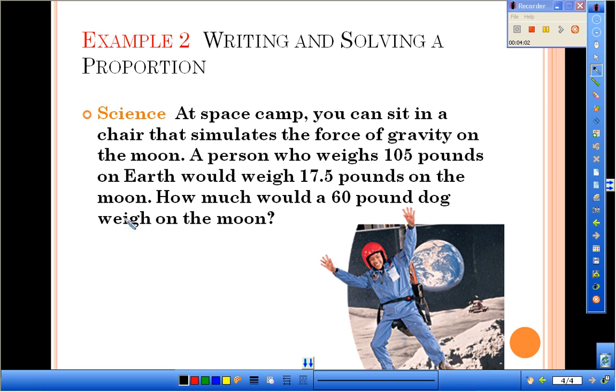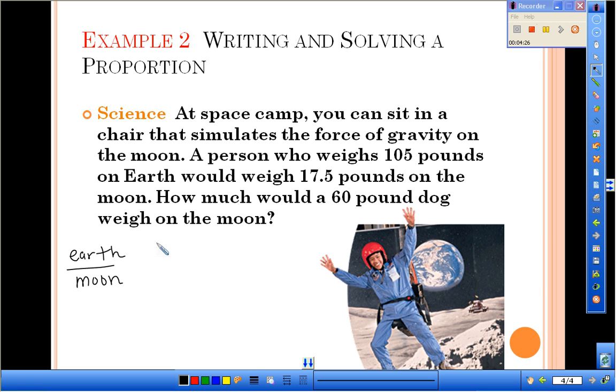Let's try an example. And this is the example we introduced the lesson with. At Space Camp, you can sit in a chair that simulates the force of gravity on the moon. A person who weighs 105 pounds on Earth would weigh 17.5 pounds on the moon. How much would a 60-pound dog weigh on the moon? We are going to compare the weight on Earth to the weight on the moon. So let's set up our proportion first.